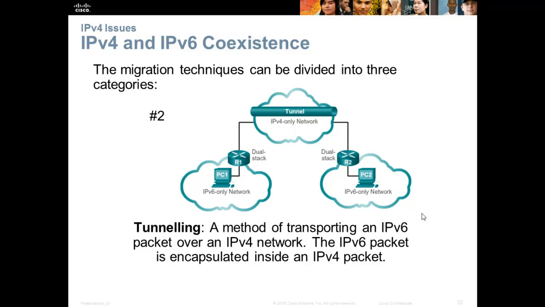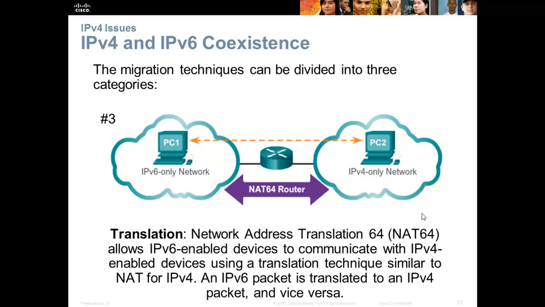Another method is tunneling. With tunneling, we will transport an IP version 6 packet over an IP version 4 network. We will take the IP version 6 packet and encapsulate it inside of an IP version 4 packet. We'll see tunnels like Teredo tunneling or 6-to-4 tunneling. Another migration technique is using translation. With translation, we will actually translate the address from one protocol to the next. One example is NAT64. This allows IP version 6 enabled devices to communicate with IP version 4 by using translation techniques.